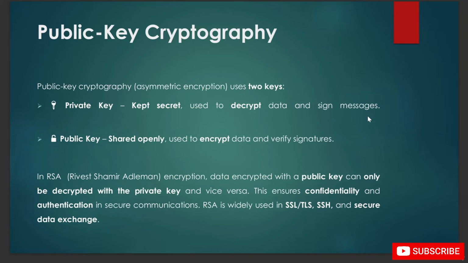Now we have the public key, which is shared openly and it is used to encrypt data and verify signatures. Now in Rivest-Shamir-Adleman (RSA) encryption, data encrypted with a public key can only be decrypted with the private key and vice versa. So this ensures confidentiality and authentication in secure communications. Now, RSA is widely used in Secure Sockets Layer or Transport Layer Security, and also Secure Shell and secure data exchange. Don't worry, you are going to learn about SSH in the cryptic connections lecture. All right, so let's move in.